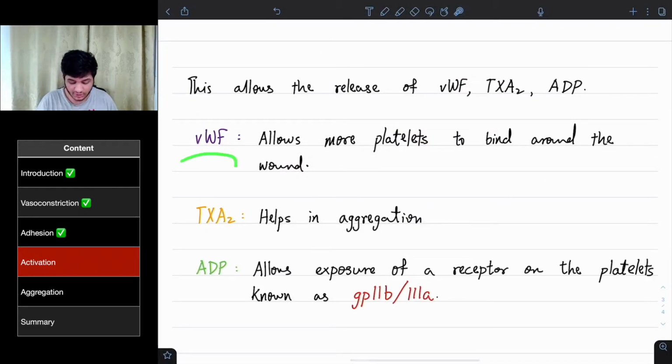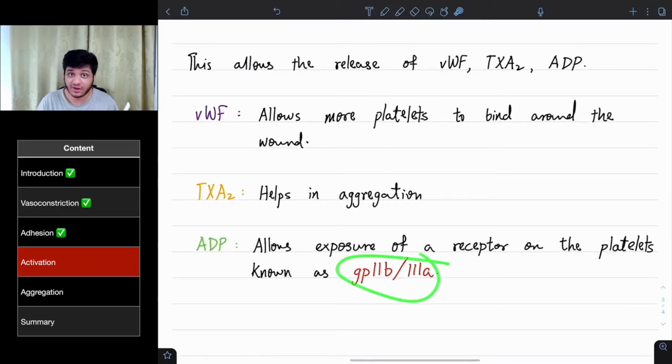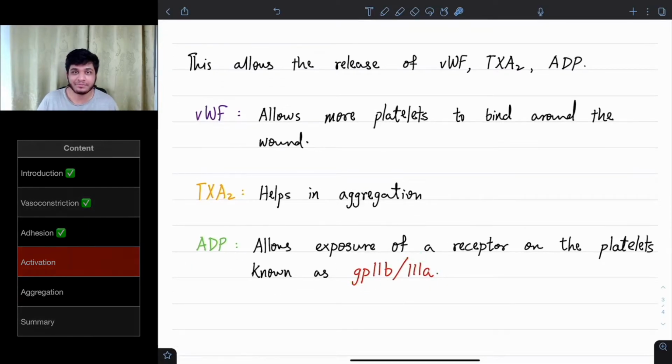Von Willebrand factor allows more platelets to bind around the wound. Thromboxane A2 helps in aggregation, which is the next step. And ADP, remember, adenosine diphosphate, allows exposure of a receptor on the platelets known as GP2B3A. And this receptor is very, very helpful for aggregation, which is the next step.